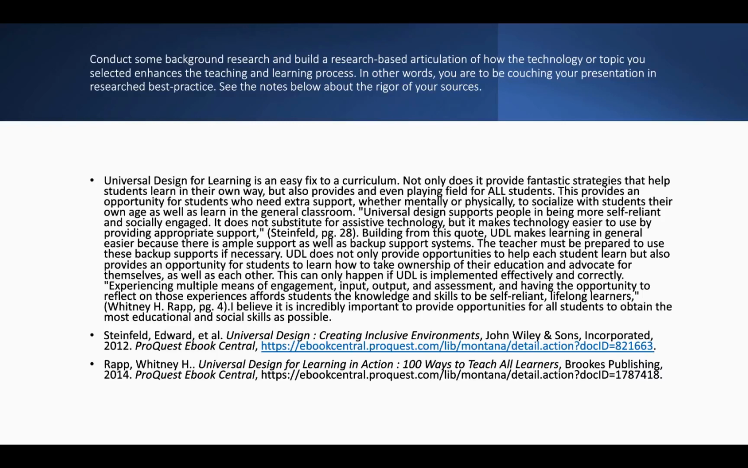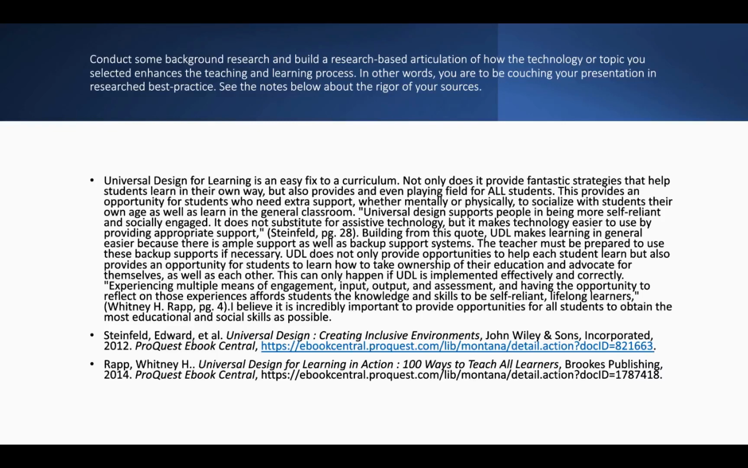Here's a quote from one of the books that I found from Edward Steinfeld. "Universal design supports people in being more self-reliant and socially engaged. It does not substitute for assistive technology, but it makes technology easier to use by providing appropriate support."